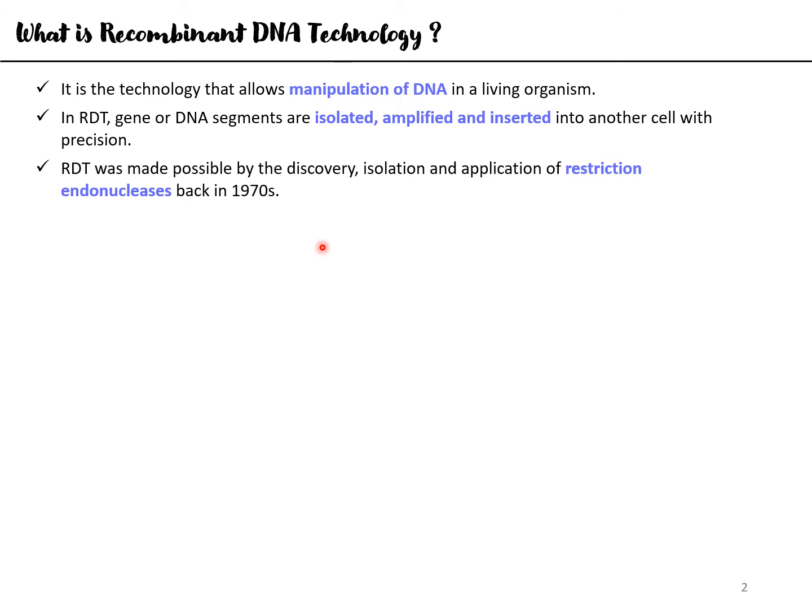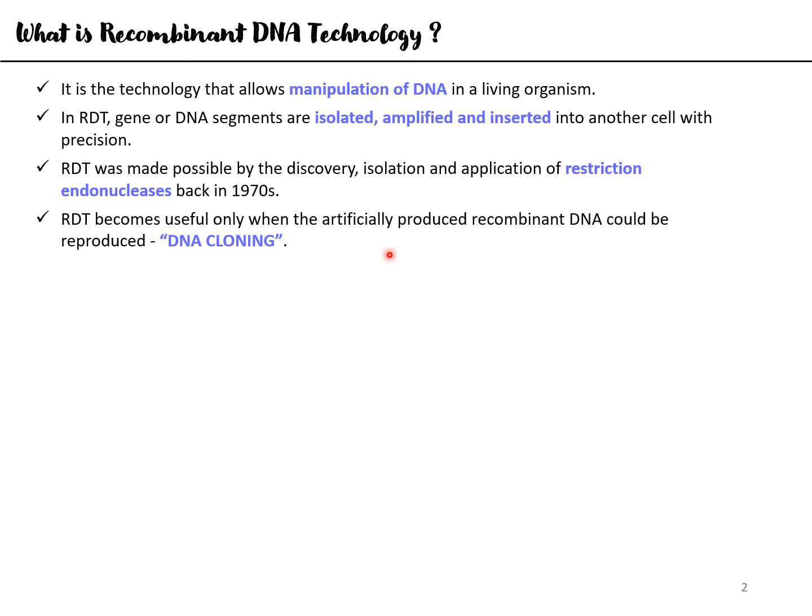RDT was made possible by the discovery, isolation, and application of restriction endonucleases back in the 1970s. So restriction endonucleases are the key players in RDT. Now RDT becomes useful only when the artificially produced recombinant DNA can be reproduced, that is, you can clone the DNA. Unless you can reproduce your recombinant DNA, it becomes useless because again you will run out of it. So DNA cloning is very, very important.